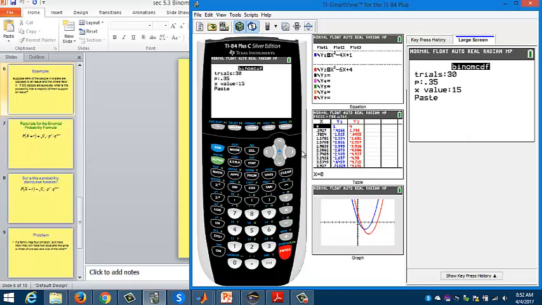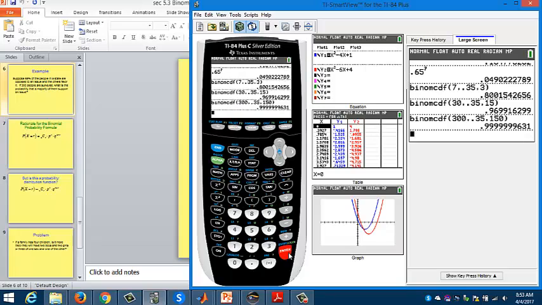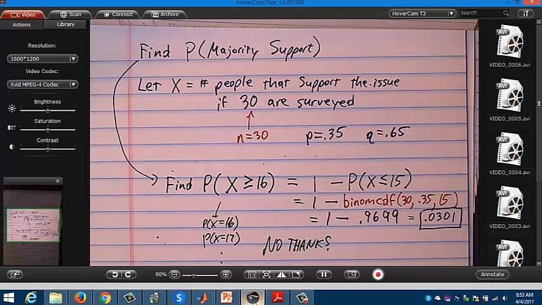But this time, instead of 30, what does n equal? 300. P is still 0.35. What's the x value we end up doing? If you do 150, all right, that's kind of nice. Because if you do that, we get really 99%, right? More than 99%.